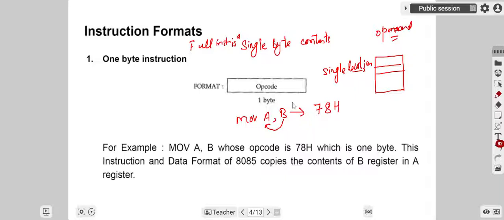Although the microprocessor understands the binary language, for the programmer this binary language is coded into the hexadecimal language, so that a larger number of bits can be accommodated using a smaller hexadecimal number. So as it is a 1 byte code here, that's why it falls under the category of 1 byte instruction.